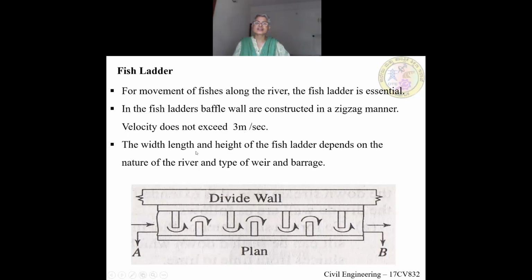The width, length, and the height of the fish ladder depends upon the nature of the river and type of the weir and the barrage. So that has to be decided depending upon the river, the location of the river, or the nature of the river.